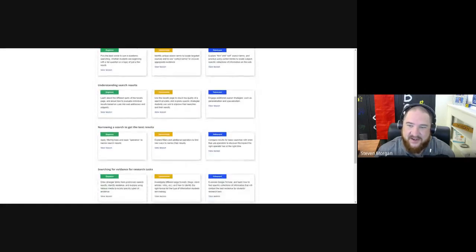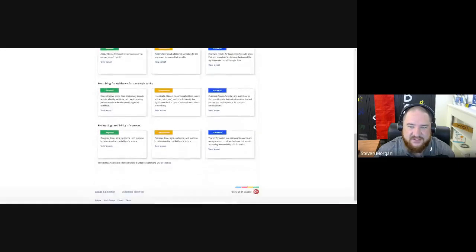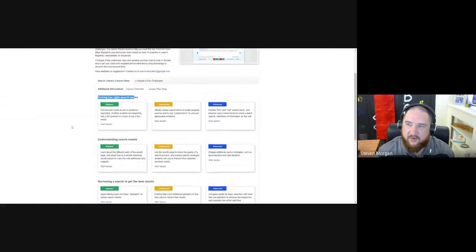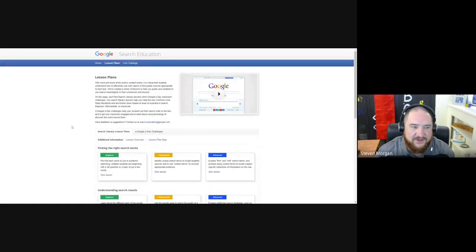Understanding what those searches are, narrowing the searches, searching for evidence for research tasks, these are all tasks that students absolutely need to have. They are qualities that every educator probably needs to do a better job of as well, right? Finding more credible sources. These are things that we should require before you're able to get on social media, I think. They are just good ideas of knowing what to look for whenever you're online. And so again, there are lesson plans for you that you can use to enhance these strategies. So I really do recommend the Google search lesson plans.